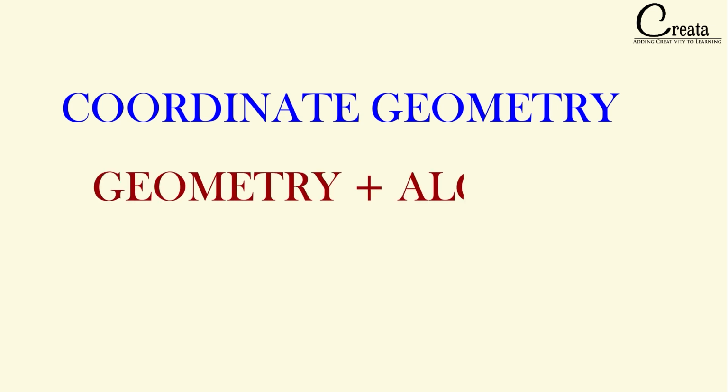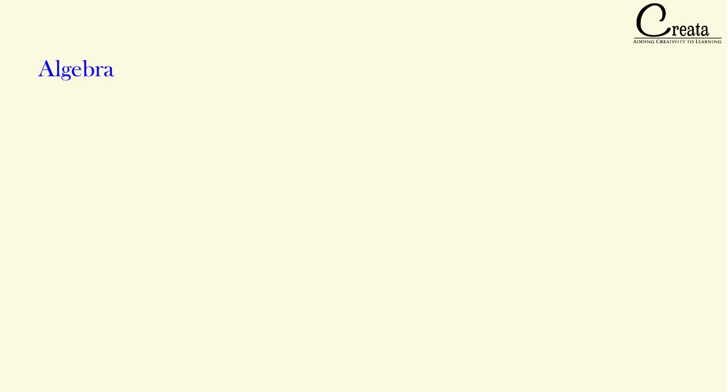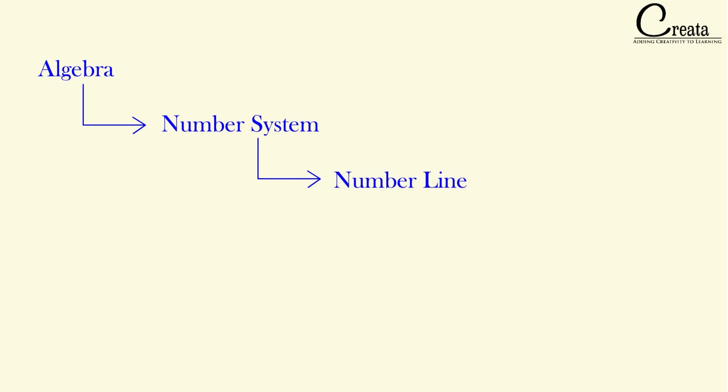Coordinate geometry is basically the combination of geometry and the algebra. Algebra and the geometry combine to form the coordinate geometry. In the algebra, under the number system, we have done the number line. The same concept will be used in the coordinate geometry. Let's see how we use the number system in the coordinate system.